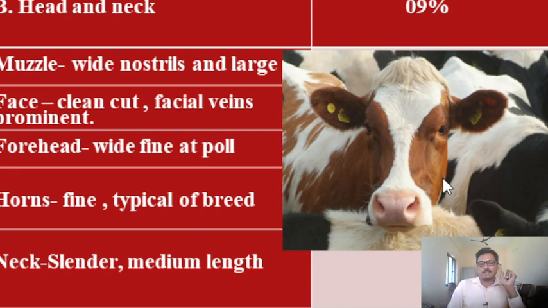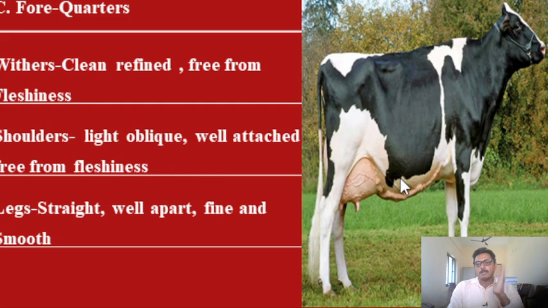Then the neck should be slender and of medium length only, not the shortest or the longest. It should be medium. Like that, according to these characters of head and neck, we have to give 9 points. Then the next character is the forequarter. If you see the front quarter, the withers should be clean, refined, and free from fleshiness. And the shoulders should be light, oblique, and well attached, free from fleshiness.